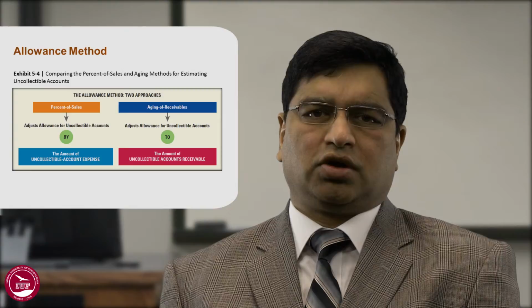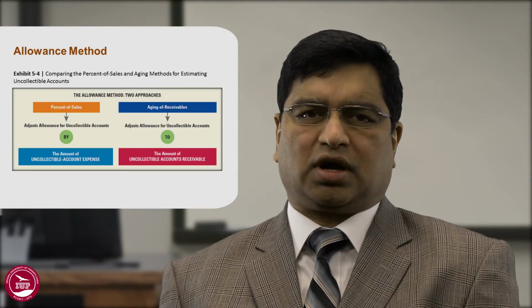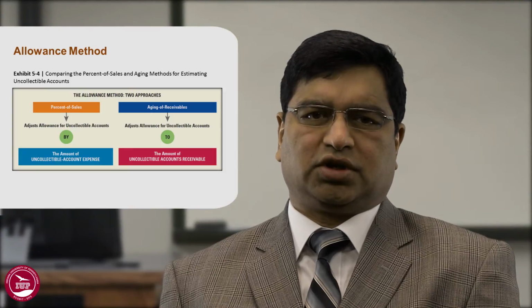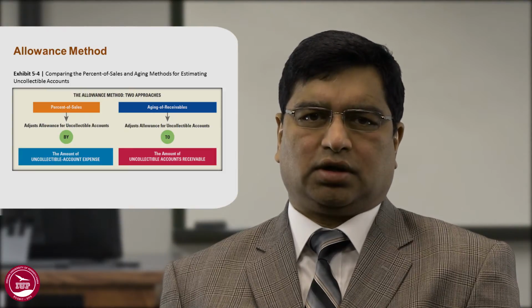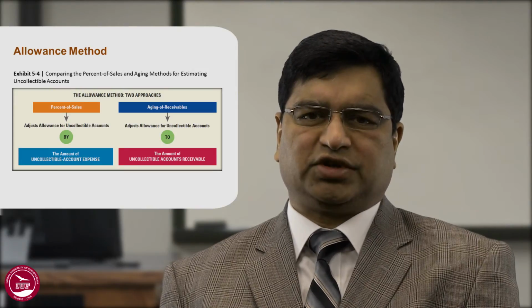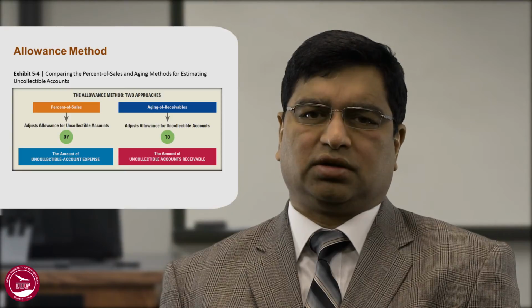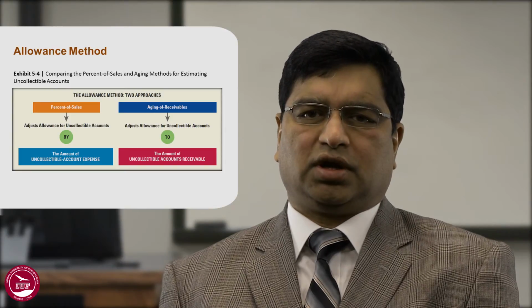So in this way, you create the allowance for accounts receivable using the two methods of percentage of sales and aging of receivables to show the account receivable at the true or fair value in the books.